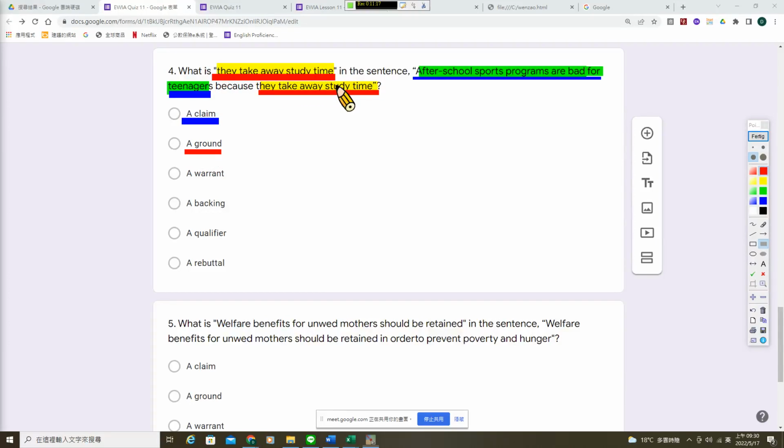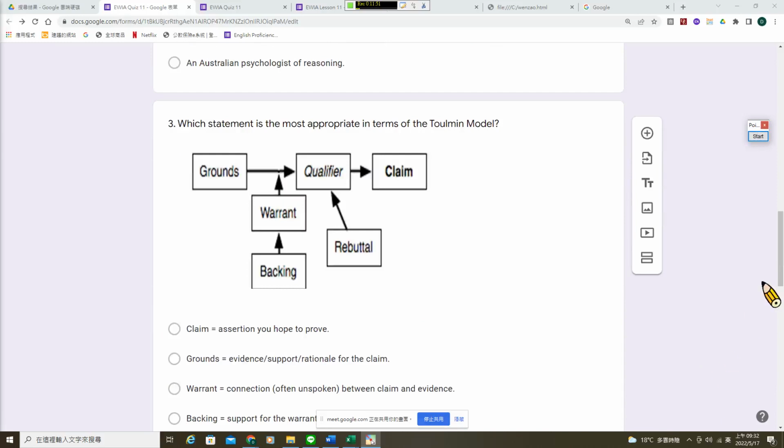So when I say, to get a good score, you have to study hard. So basically, when I say to get a good score, you have to study hard, "you have to study hard" is my claim. And what is my evidence? What is my ground? To get a better score. So you see, even in our daily conversation, we always follow this Toulmin model. You just don't know it.